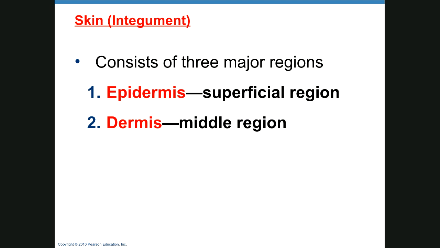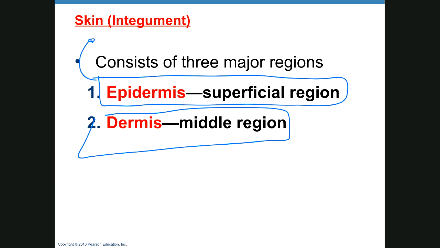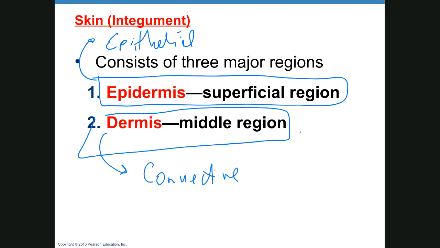So the 2 major regions of the skin itself are going to be the epidermis, which is the outermost region, and below the epidermis is the dermis, which is the middle region. The epidermis is made of epithelial tissue, specifically keratinized stratified squamous epithelial tissue. The dermal layer, on the other hand, is made of connective tissue. And the dermal layer will be the thickest part of the skin.